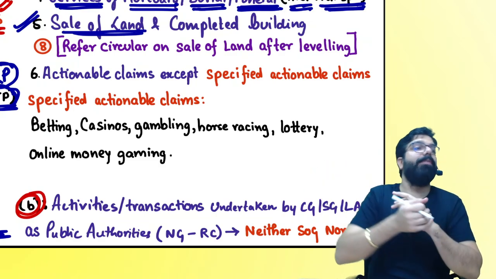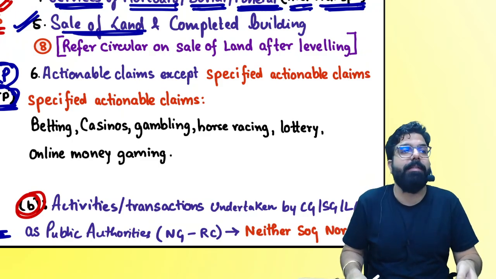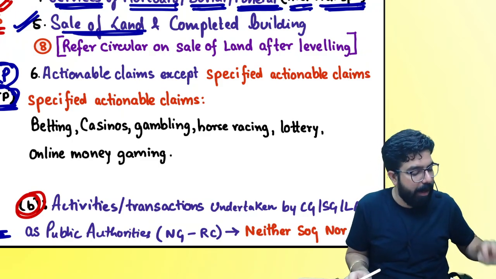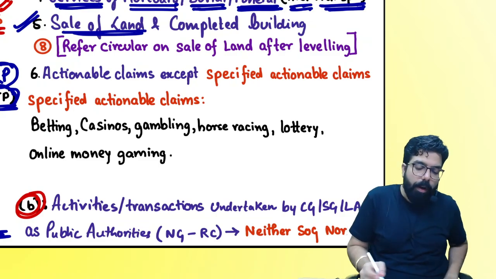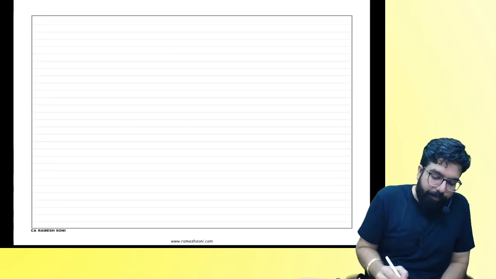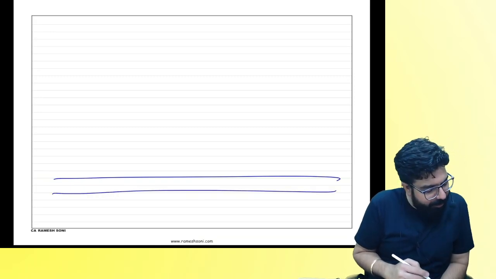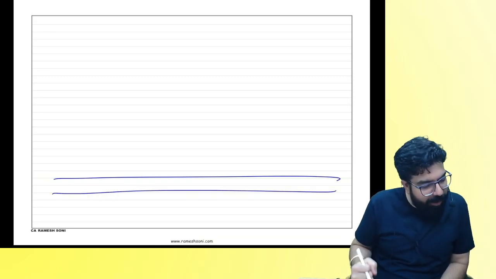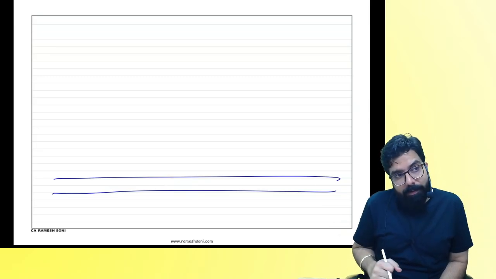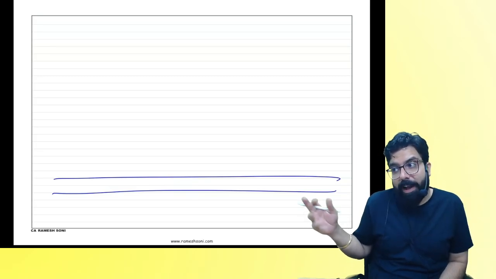Now tell me one thing. If stamp duty is already paid, then there is no need to pay GST. Are we clear, everyone? So whenever you are selling a land, is land goods or service? Land is goods or service? But sale of land is neither supply of goods nor supply of service.